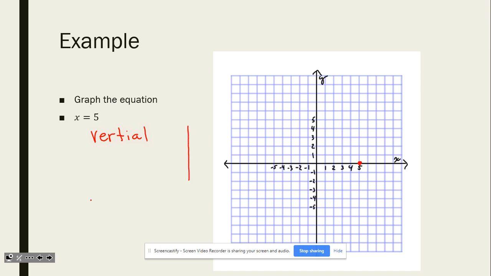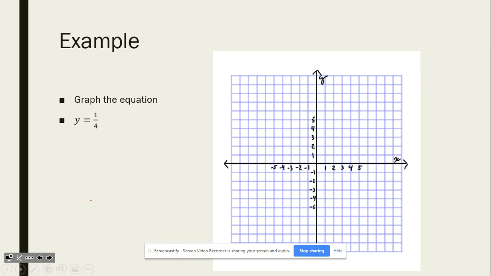Vertical lines go up and down. So I'll be doing a vertical line at x equals 5, making sure I go edge to edge on the graph, arrowheads on both sides, with a label on the line.